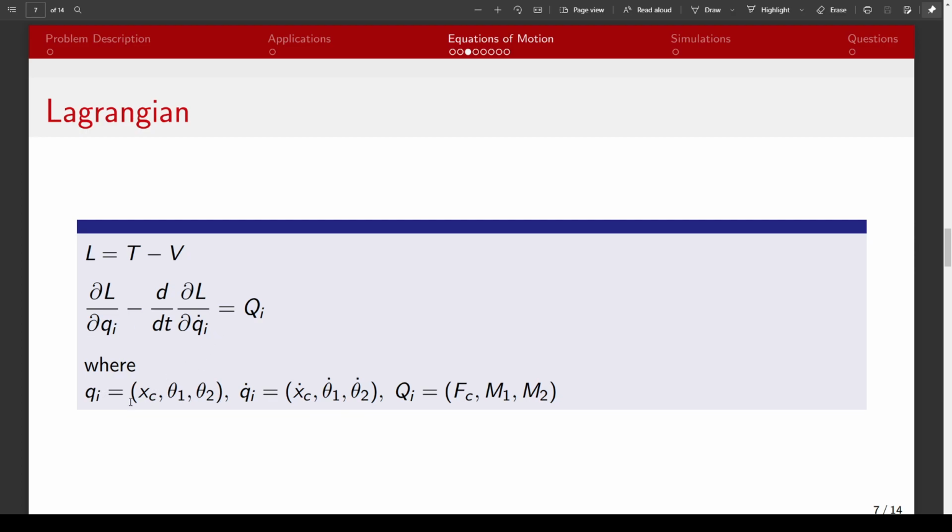down here we're defining what this Q term is, and it's essentially just each state variable. So we have Qi being x sub c, theta 1 and theta 2. Q dot i is simply the time derivatives of these states, and then we have our external forces and moments that we could apply to our system. And in this particular scenario, these forces and moments were set equal to 0, so we're just letting the pendulum swing freely, and we're not applying any forces to the cart, and we're not applying any moments to the pendulums.